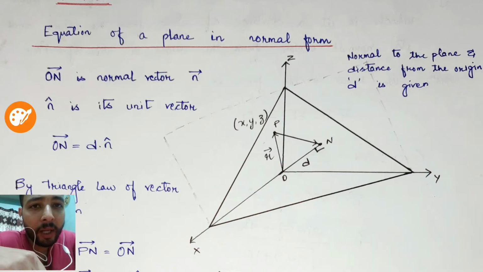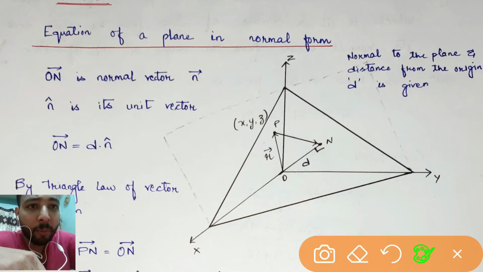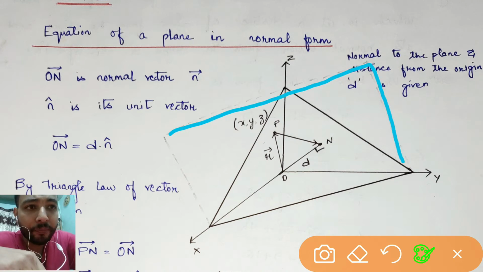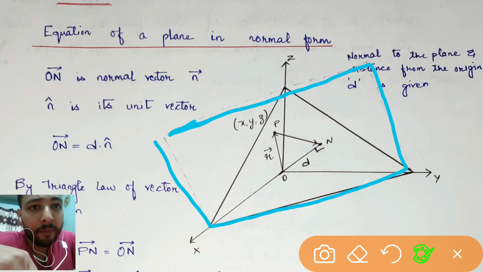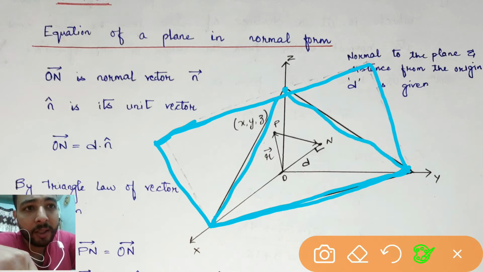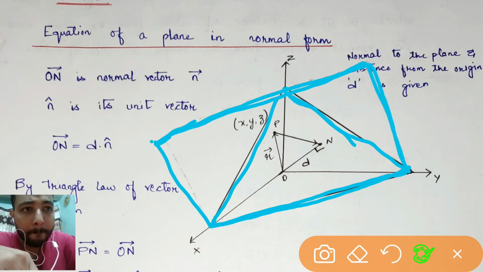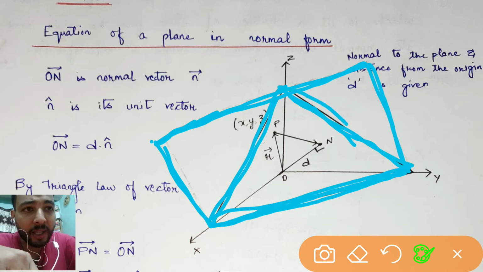Now on that xyz axis, if I keep a plane like this, then I will have three points where this plane is touching the xyz axis, and if you join them, you will get this triangle. Understand? So basically I'm talking about this plane, but this one is touching the xyz axis, so that's why we are highlighting it here.